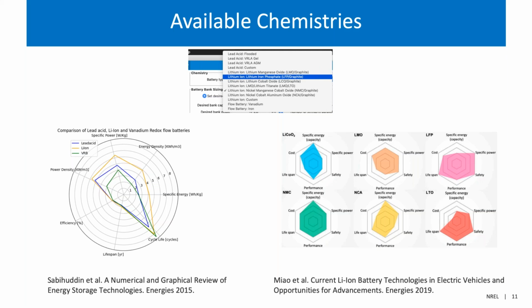The graph on the right shows a comparison along specific energy, specific power, safety, cost, and lifespan metrics. While graphite, nickel manganese cobalt oxide, NMC, is an industry standard, LFP, lithium iron phosphate, and LMO-LTO, lithium manganese oxide and lithium titanate oxide, are also well suited for renewable energy applications.